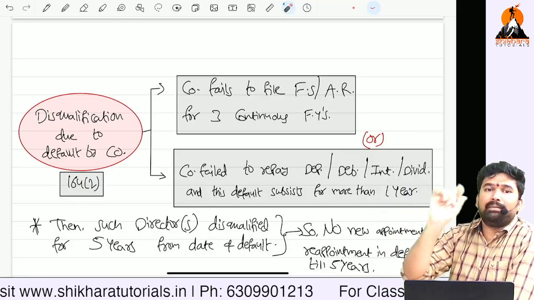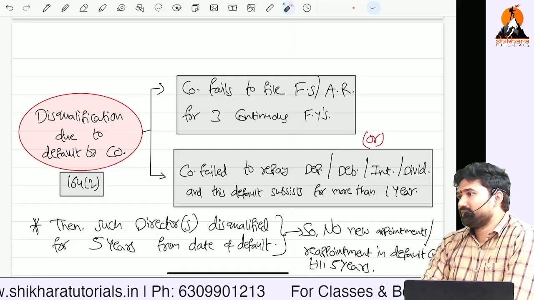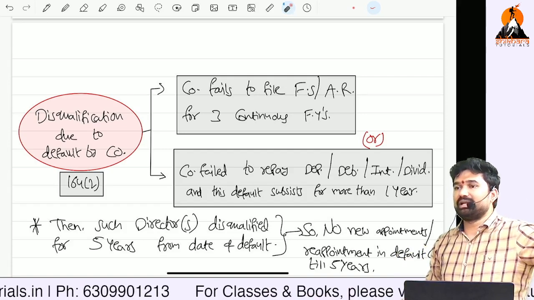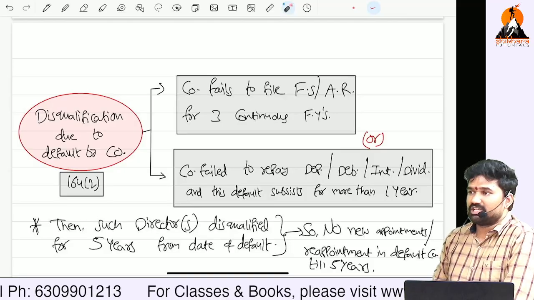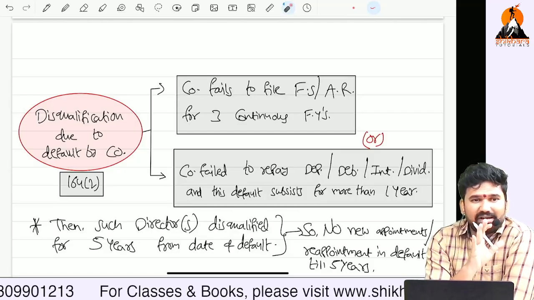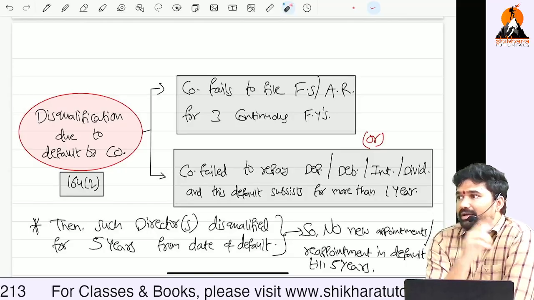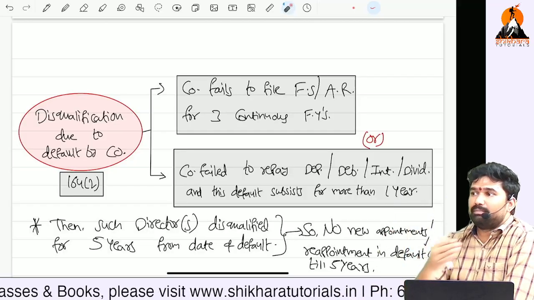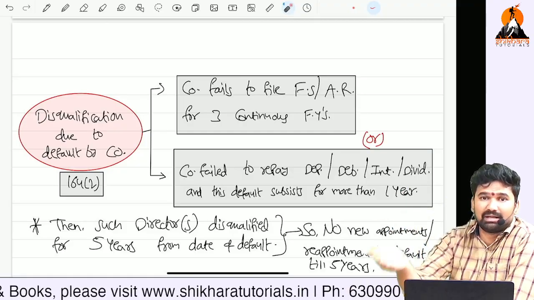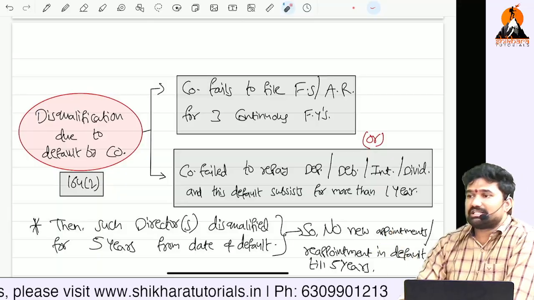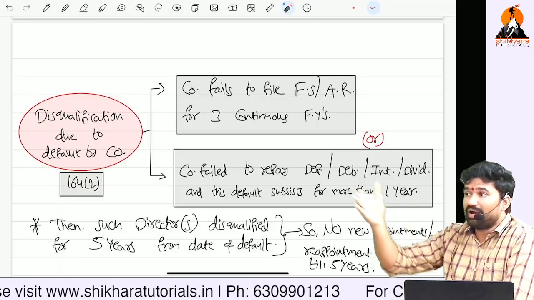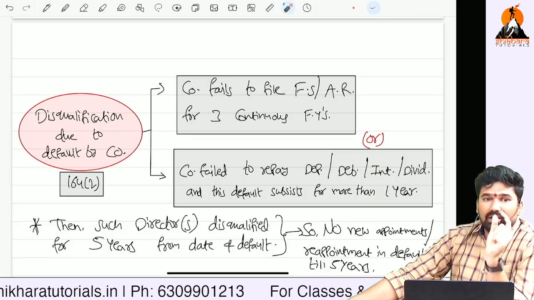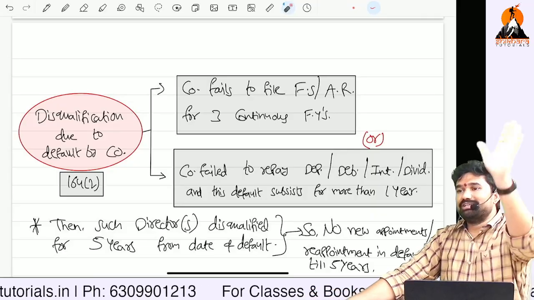No. A maturity period or a cooling period will be given. Say for example, I am acting as a director in a company and that company failed to repay the deposits or pay the interest. Just because that company failed to pay the interest, I am not disqualified. A cooling period will be given. That cooling period is 1 year. From the date of default, what is the default? The company made default in repaying the principal amount or paying the interest amount. From that default date, 1 year's time should be given. That is called a relaxation period. That relaxation time of 1 year also elapsed.